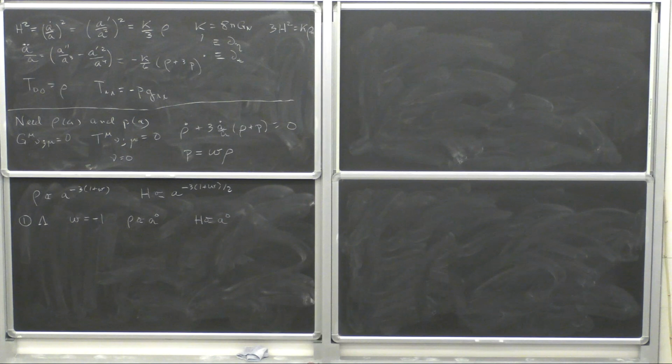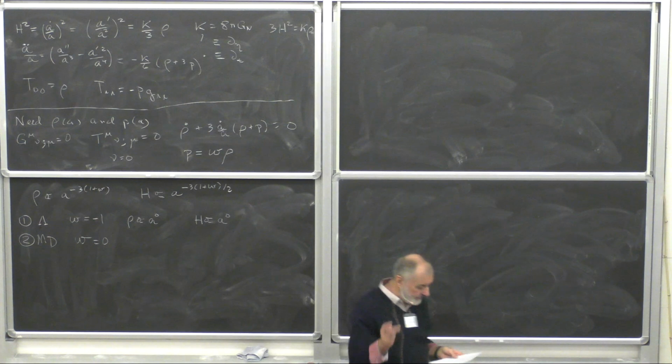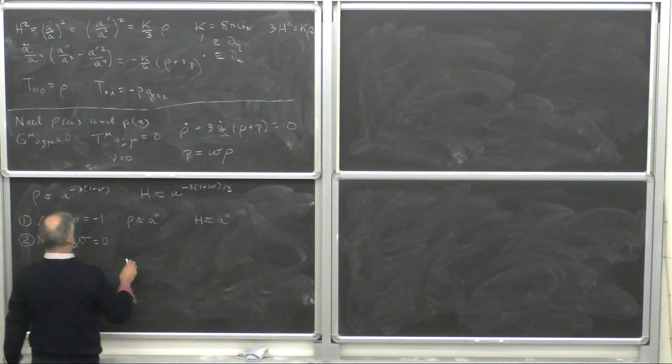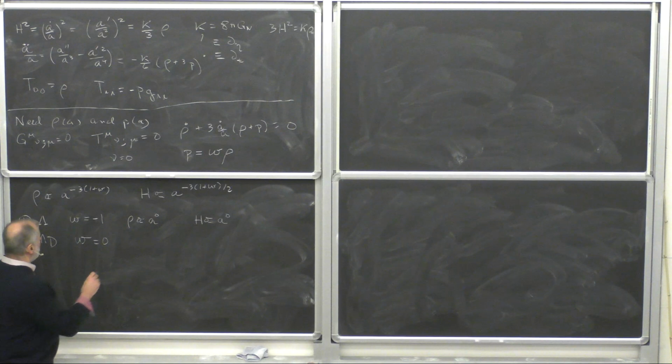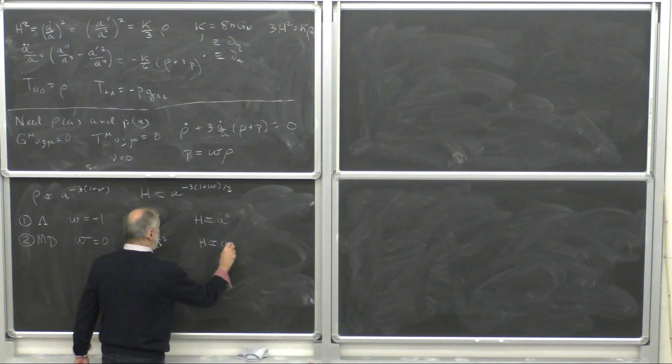The next simple thing we might imagine is a matter-dominated universe where the equation of state is zero. It's also called dust. The pressure, there's a c squared in there someplace, is much smaller than the energy density. Everything is non-relativistic. If w is equal to zero, if the pressure is equal to zero, then the energy density scales as A to the minus three, and the expansion rate is proportional to A to the minus 3/2.